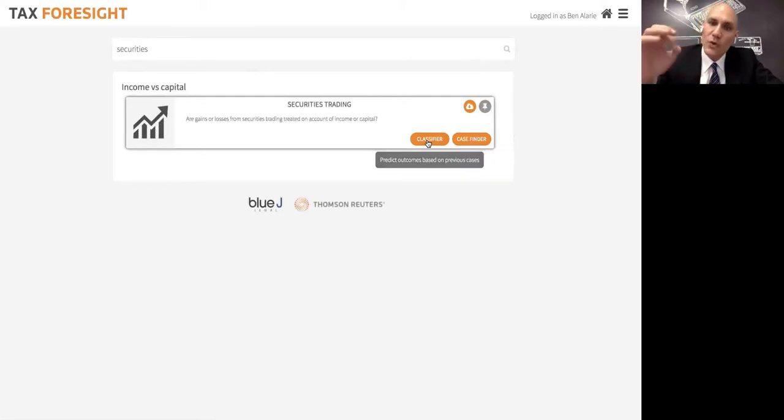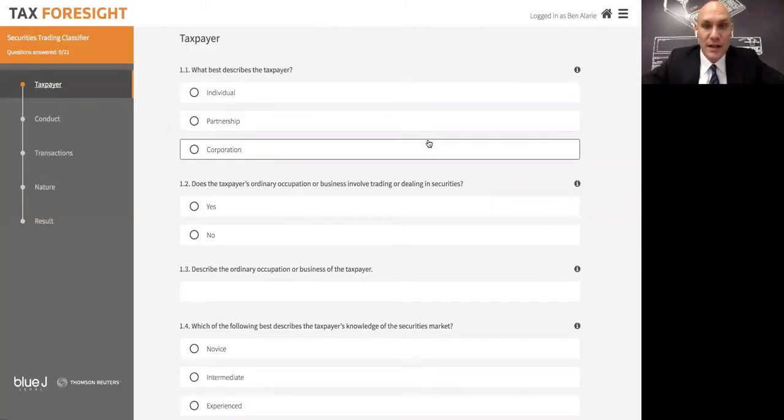What I'm most interested in right now is what would happen if this were to go to court. So I'm going to use the classifier. What the classifier is going to do is basically ask us a whole bunch of questions about the situation, elicit our responses, and then give us a prediction about what a court would do with respect to Mr. Foot's approach.